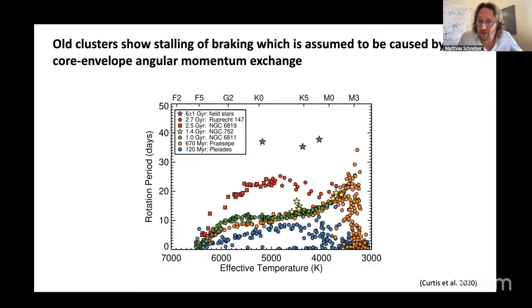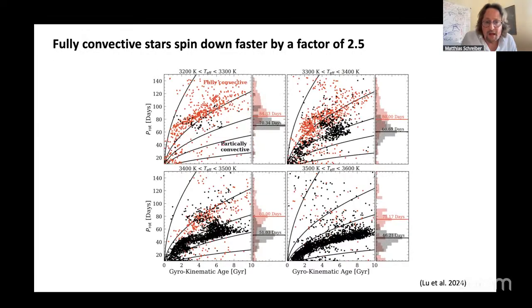And last but not least, I talked about different dynamos for fully convective and partially convective stars. Does magnetic braking in single stars change at the fully convective boundary? And it seems so, yes. Very nice Nature paper from last year, Lu et al. They separated partially convective and fully convective stars. And here we see the rotation period as a function of age. The red points are the fully convective stars, so masses lower than 0.35 solar masses, so really late M dwarfs.